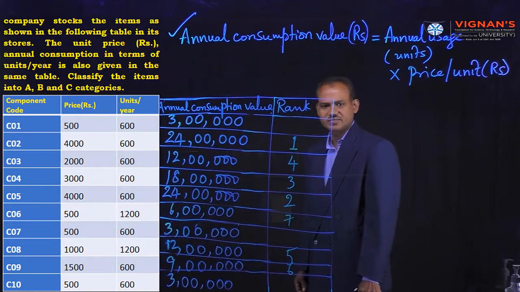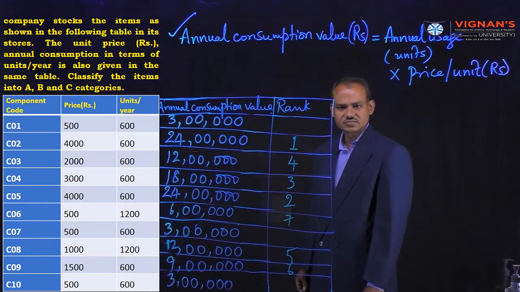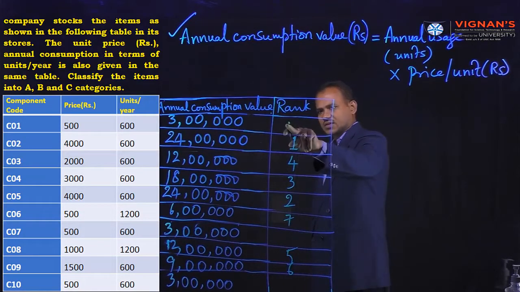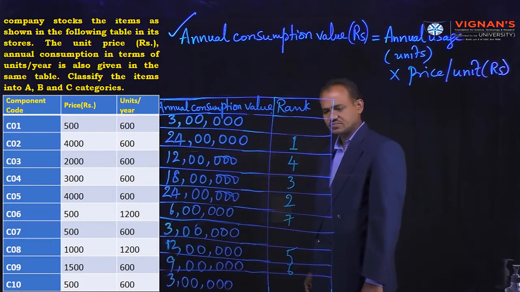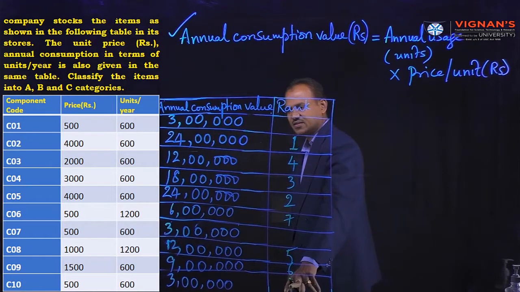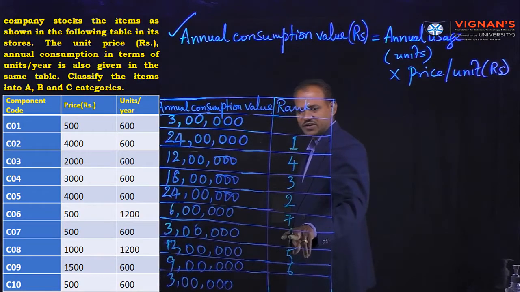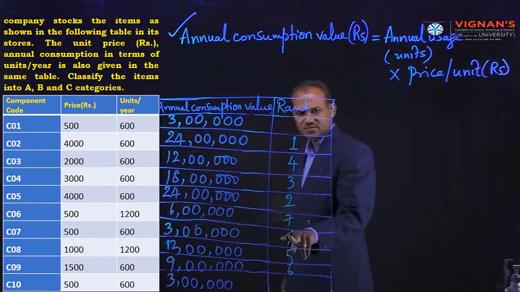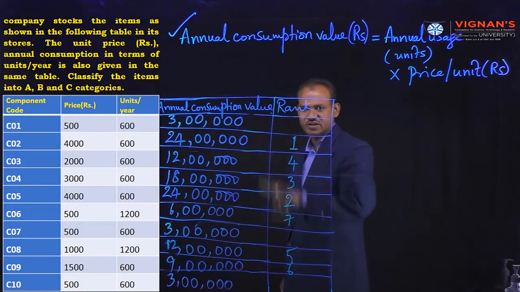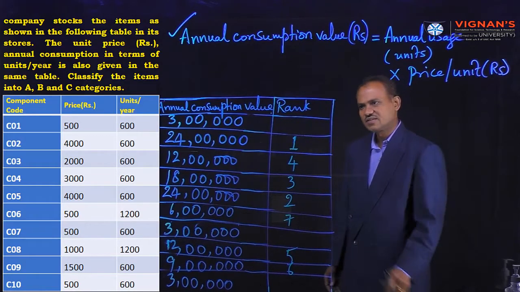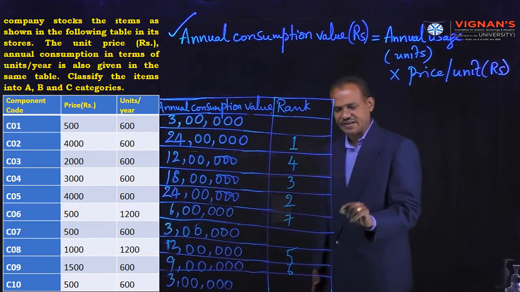to component 6. Next, there are 3 lakhs. There is a tie between component 10, component 7, and component 1. There is a tie among the 1, 7, 10 components. So it is very easy to assign rank.